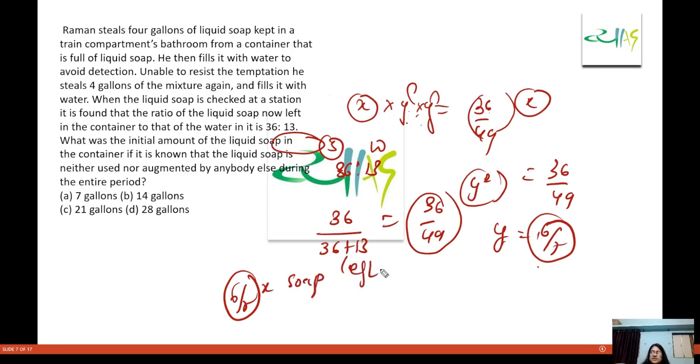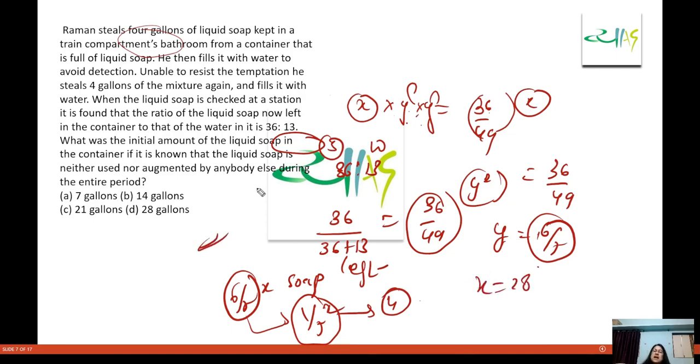So how much is removed? 1 by 7. And we know he is stealing 4 gallons. This 1 by 7 corresponds to what? 4. 1 by 7 times x is what? 4. So x is what? 28. So I hope now everybody must be clear with this thing.